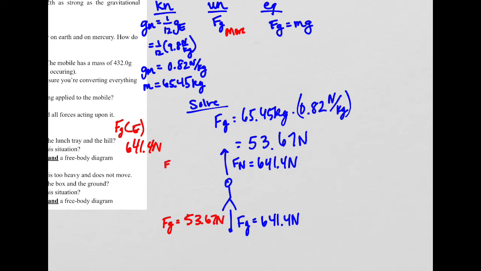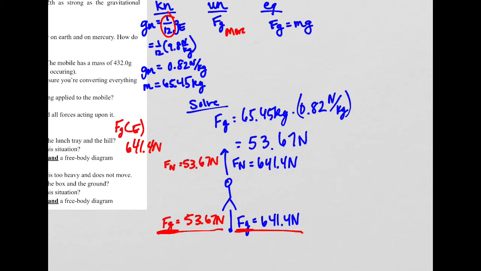Therefore, his normal force would be the same, 53.67 newtons. If we look at this in a calculator, remember that the gravitational strength on Mercury is 1/12 the strength on Earth. So the boy's weight on Mercury is 1/12 what it is on Earth, and the same can be said for the normal force.